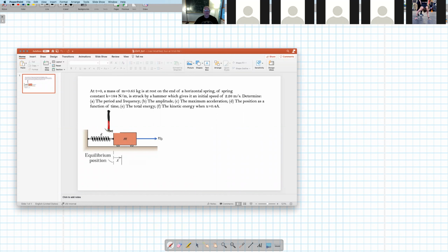And we want to know these particular quantities. What's the period and the frequency? What is the amplitude, so how far is this thing going to move away from its equilibrium position, the maximum displacement? The maximum acceleration, which we can get from that amplitude. The position as a function of time, so in this case we need to know what that phase factor is. And then the total energy, and how much kinetic energy this thing will have when it is 0.4 times the amplitude away from its equilibrium position.